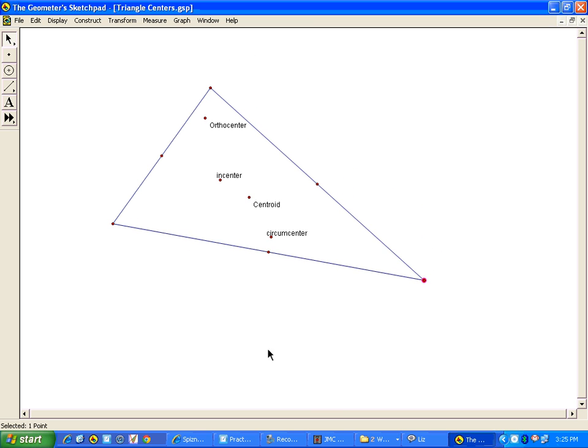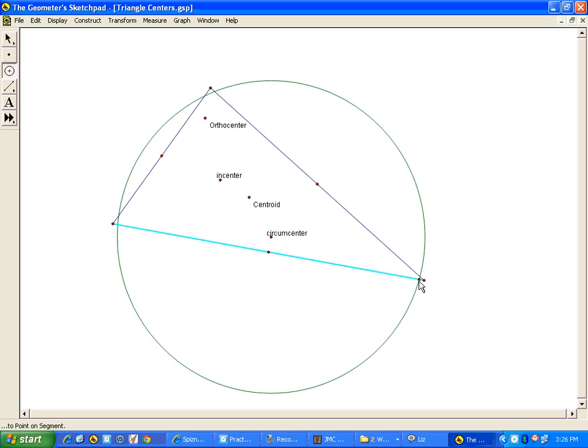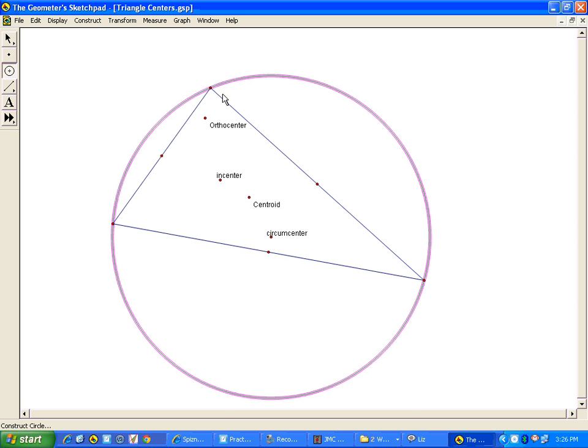So, 14. Circumcenter is the center of an inscribed circle of a triangle. That's false. The center of an inscribed circle is the incenter. The circumcenter is the center of a circumscribed circle, one that touches all three vertices here.